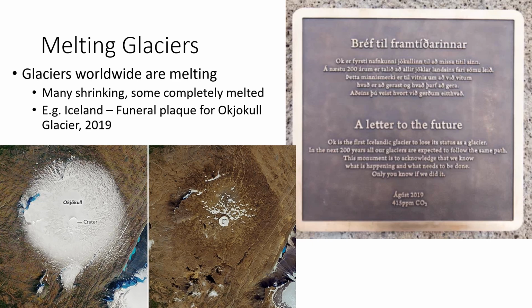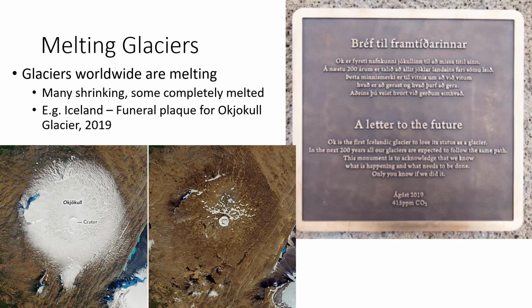If we have a large influx of water into the ocean, it should be no surprise that sea level is going to rise. So many glaciers around the world are melting. Many of those are shrinking. Some of those have completely melted. And this one in Iceland was the first one in Iceland to completely disappear. And in 2019, they put up this funeral plaque for it saying that Ok is the first Icelandic glacier to lose its status as a glacier.